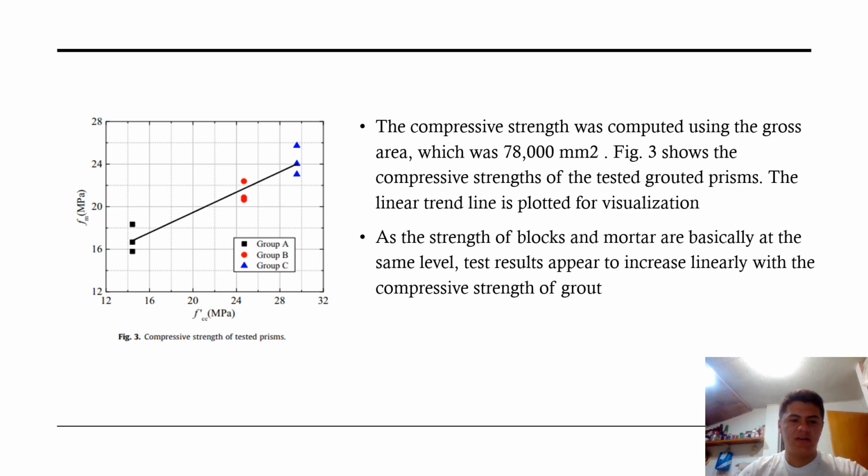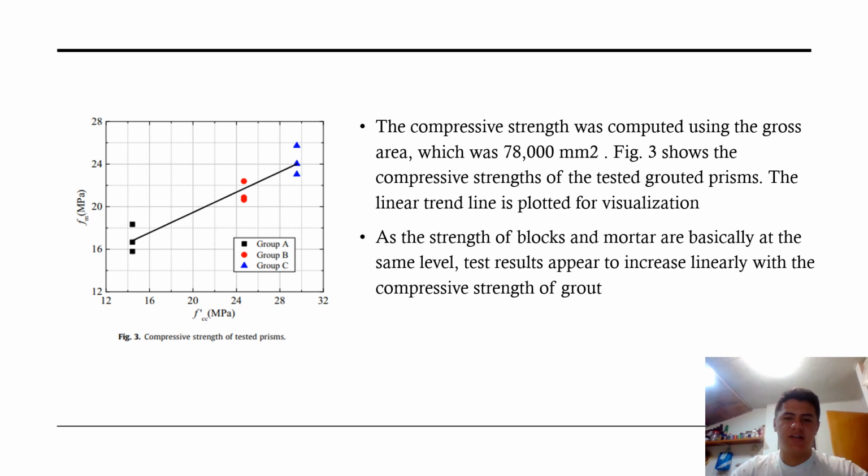This is the table of compressive strength of tested prisms. The compressive strength was computed using the gross area, which was 78,000 square millimeters. You can see in Figure 3 the compressive strength of tested grouted prisms.